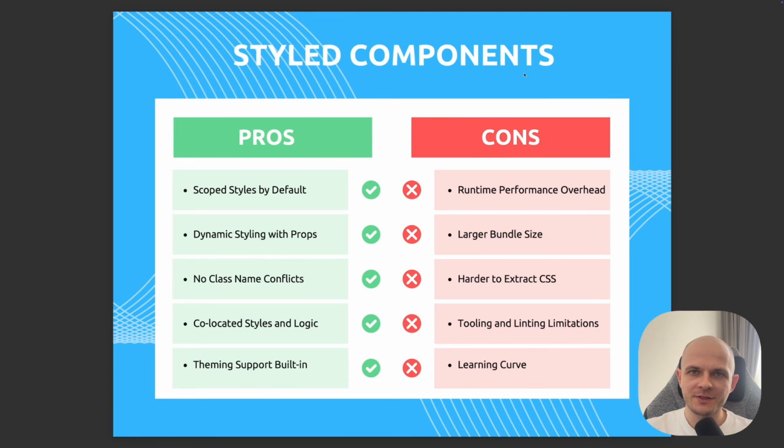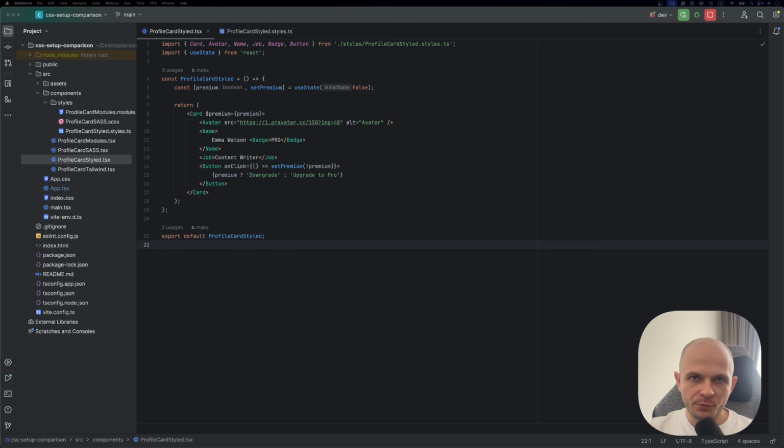So what about pros and cons for styled components? Pros: scoped styles by default, dynamic styling with props, no class name conflicts, co-located styles and logic, theming support built-in. And the cons are a runtime performance overhead and larger bundle size, and this is the thing you have to consider if you decide to use styled components. And the rest are harder to extract CSS, tooling and linting limitations, and learning curve. Styled components are perfect for building dynamic themable applications, especially if you consider both web and React Native.